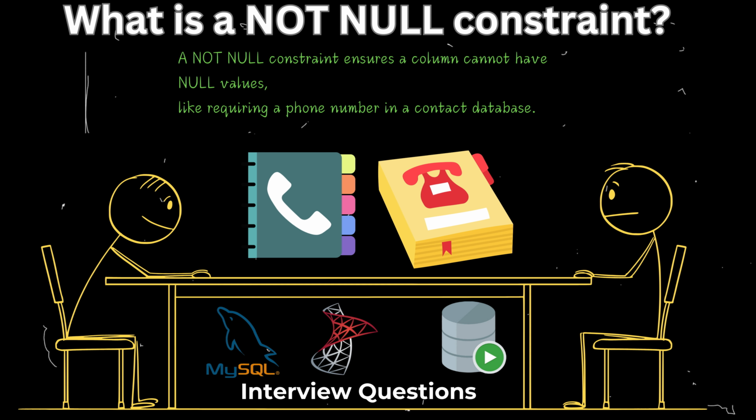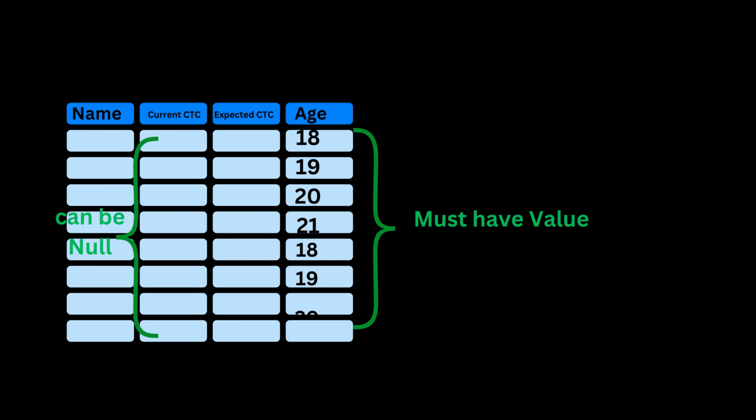What is a not null constraint? A not null constraint ensures that a column cannot have a null value. In a contact database, the phone number field may have a not null constraint to ensure that every contact has a phone number.